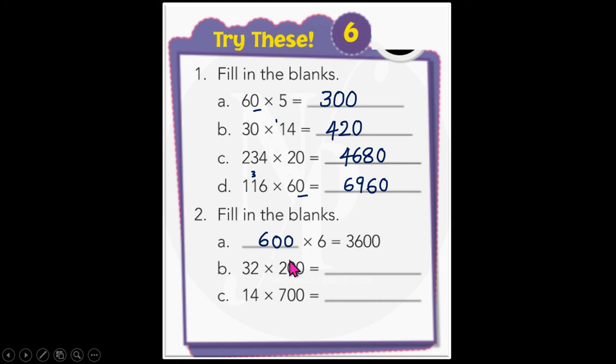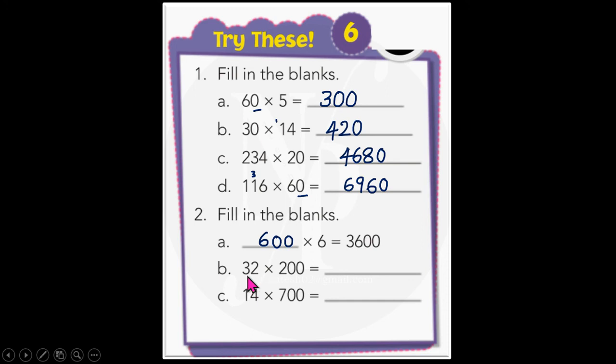So now if you multiply these two numbers, first you multiply 6 and 6. 6 6s are 36, you write 36 here. And these two zeros are written to the right of the product. Therefore, if you multiply 600 by 6, you will get 3600 as the product.